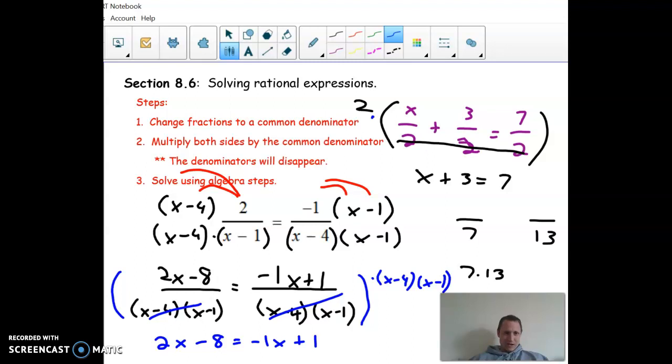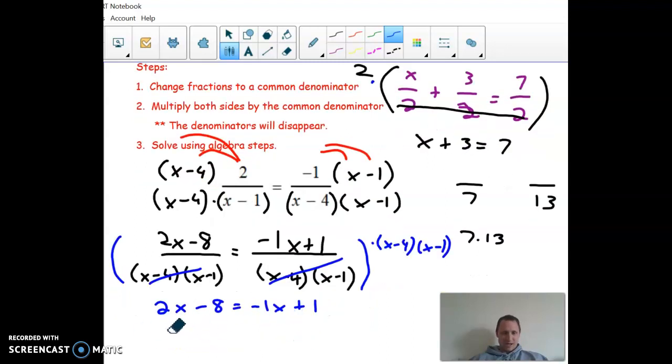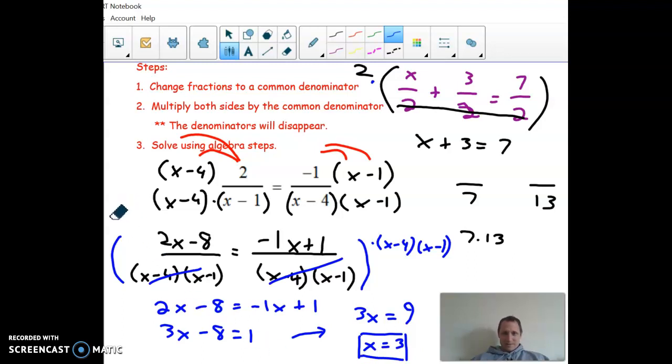Okay, so to finish this one off, we just do some algebra steps. So I'd add an x to both sides at this point. Okay, and then I'm kind of running out of space, so I'm going to go over here, but add 8, divide by 3. Okay, and so we get x equals 3 as our answer to this first question. All right, so it's the same process, so just keep going through, do some slightly harder questions.